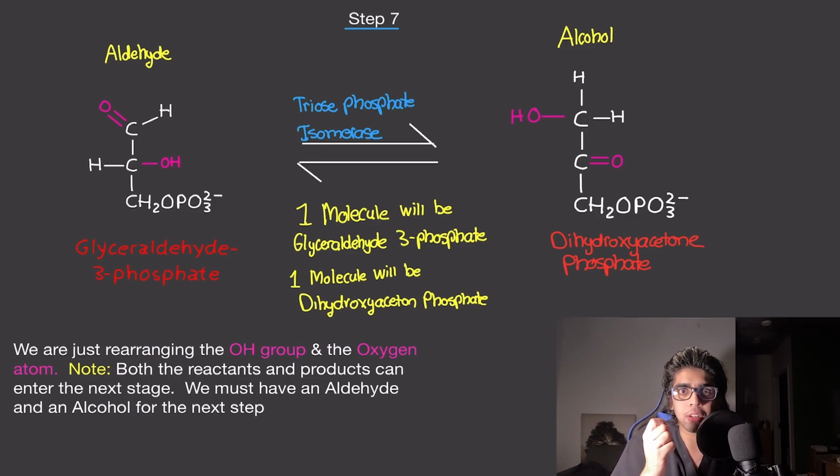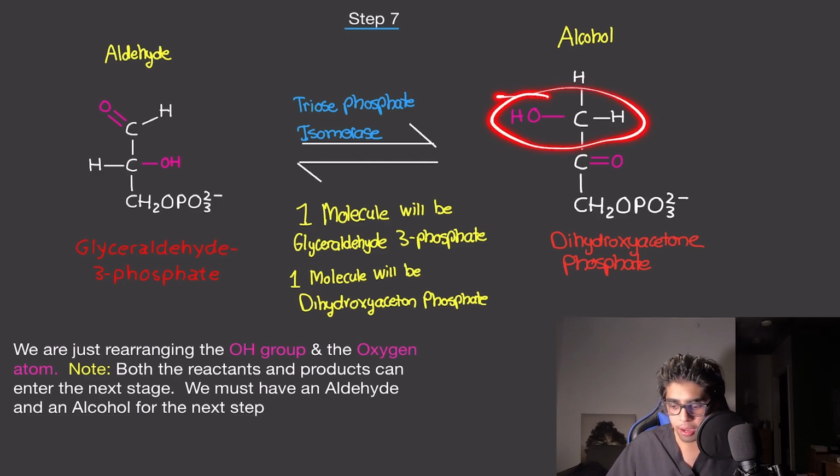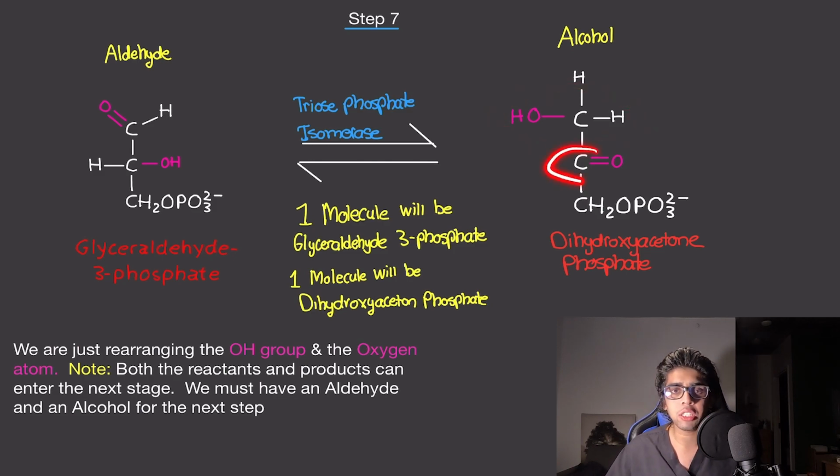So here's what this enzyme is going to do. All we're going to do is switch the places of the double bonded oxygen and the hydroxyl group. So in the aldehyde, the double bonded oxygen was on carbon number 1. Carbon number 2 had the hydroxyl group. We're going to swap it. So now the hydroxyl group is on carbon number 1, and the double bonded oxygen is on carbon number 2. That's it. Pretty simple.